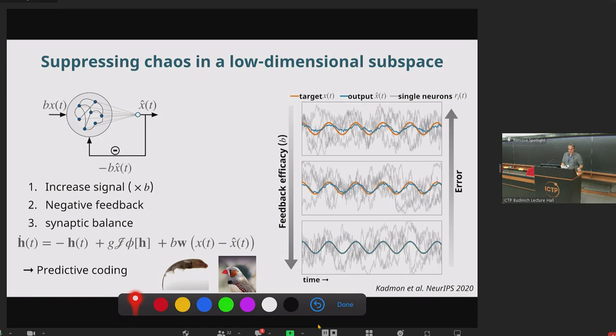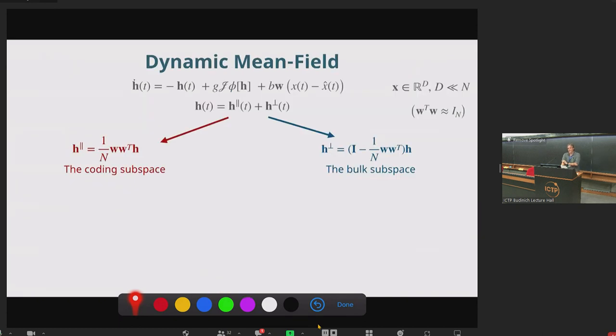Now that we have that, the question is, let's do some math, let's do some theory, which we kind of avoided till now. And how do we solve it? This will be the most technical slide of this talk. I'm not going to solve the entire mean field, but I want to give you the main conceptual idea of solving it.